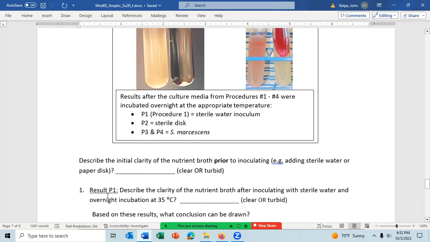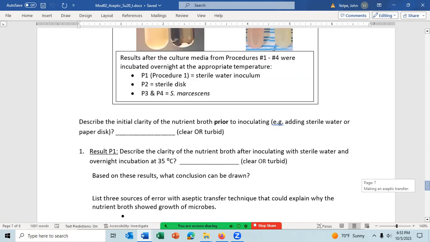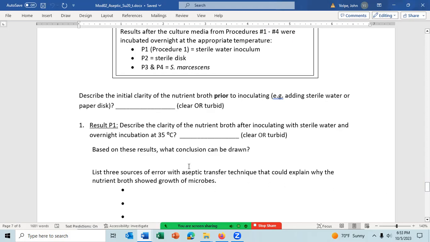And then in procedure 1, answer question 1. Describe the clarity of the nutrient broth after inoculating with sterile water and overnight incubation at 35 degrees. Was it clear or turbid? Based on these results, what conclusion can be drawn? So give the conclusion here, and then that's P1A, P1B, list the conclusion here.